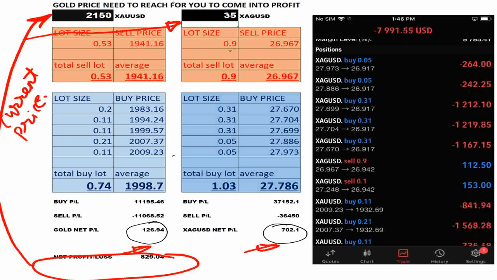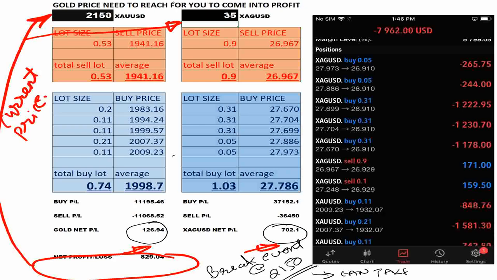But the chances are very less because the hedging is not done from the proper levels. Client has not used proper levels and risk and reward, because you can see the break-even point at 2150 and 35, and it can take up to 3 to 6 months to reach that point.